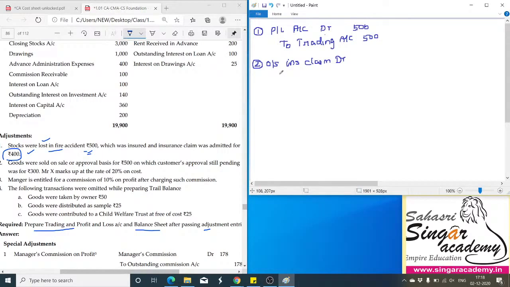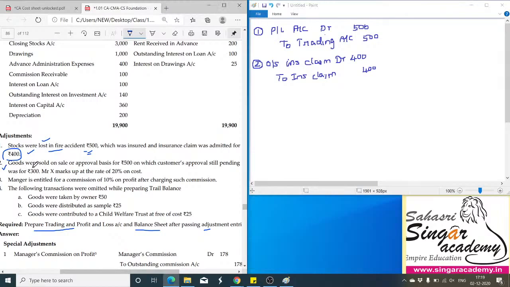So I am going to pass the adjustment entry and directly transfer. The insurance claim journal entry is passed this way: outstanding insurance claim account debit to insurance claim. The ultimate transaction will be that insurance claim will be transferred to the profit and loss account. So insurance claim account debit to profit and loss account. That's how you can pass the other entry. The value being 400. Though 500 rupees lost, we recovered 400 rupees. The difference between these two, 100, is the net loss.